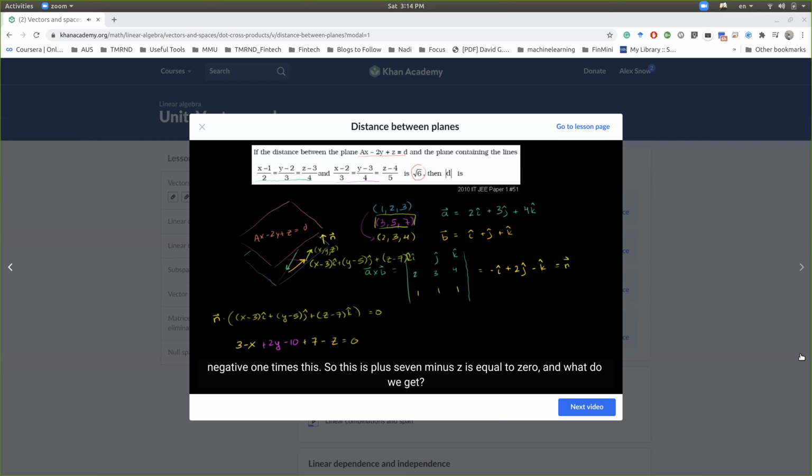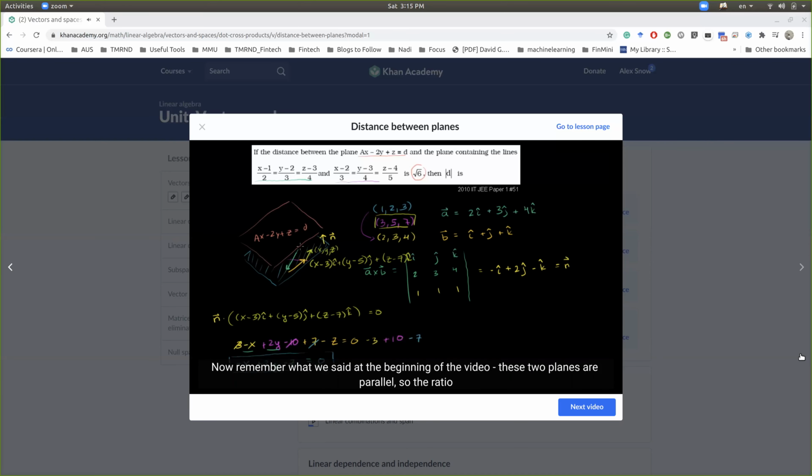And what do we get? We have negative x plus 2y minus z, and then is equal to, let's subtract 3 from both sides, so it'll be minus 3. If we add 10 to both sides, you have a plus 10 over here, and then we subtract 7 from both sides, this becomes a minus 7. So then on the right-hand side, -3 plus 10 minus 7, well, that's just going to be 0. And just like that, we have the equation for this blue plane over here, the plane that contains these two lines.